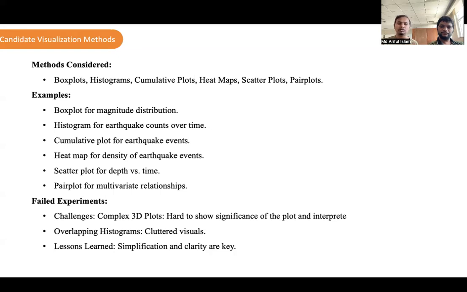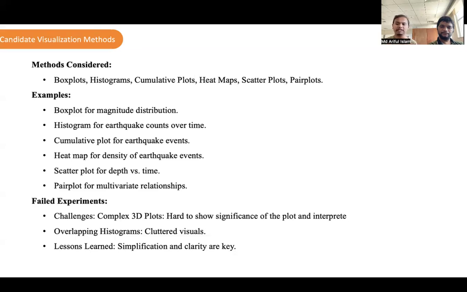We considered box plots so that we can see the distribution of average magnitudes in both study areas, and which area generates more powerful earthquakes. Also histograms for the temporal distribution in both areas, and heat maps for identifying clusters of earthquakes.